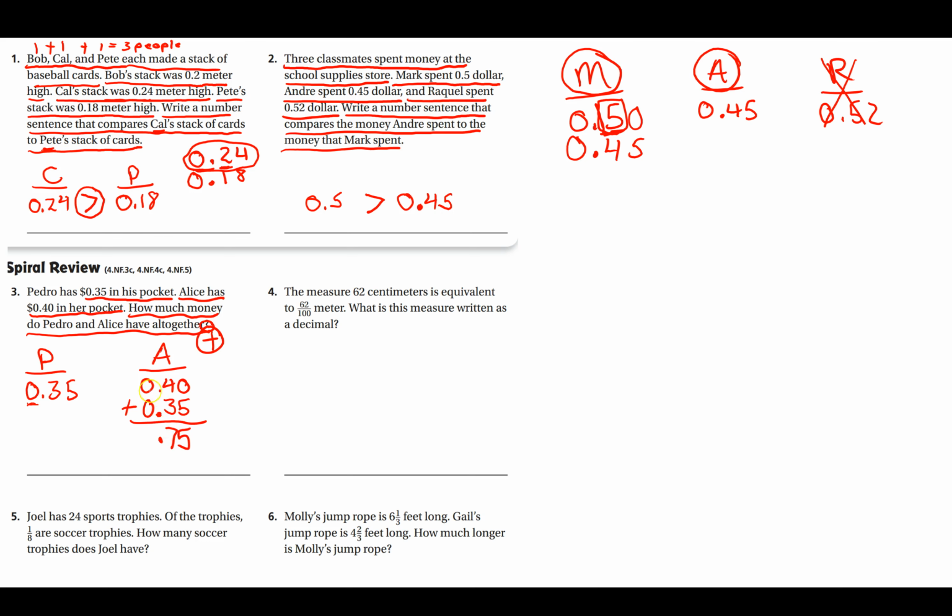Decimals are lined up. They stay lined up. 0 plus 0 is 0. And again, this is in terms of money, so we need to put our money sign. So that's how much money they have together.